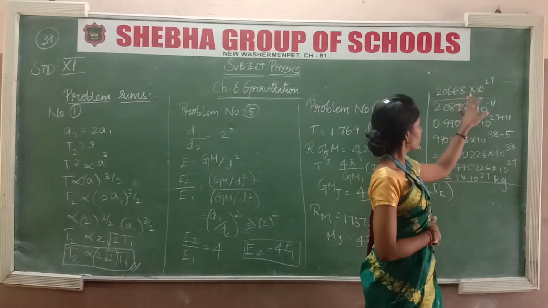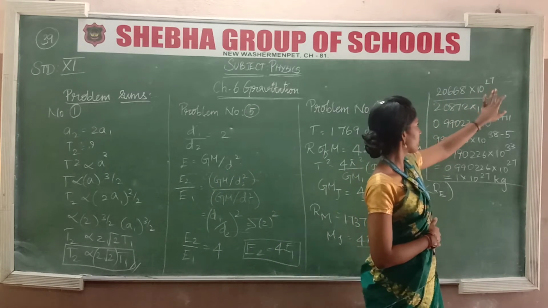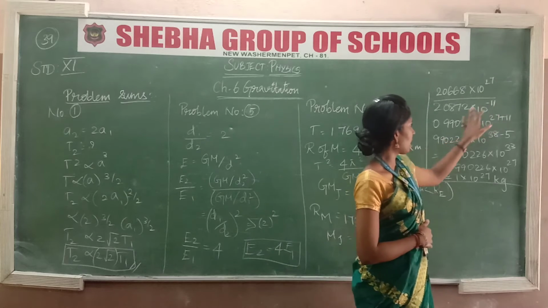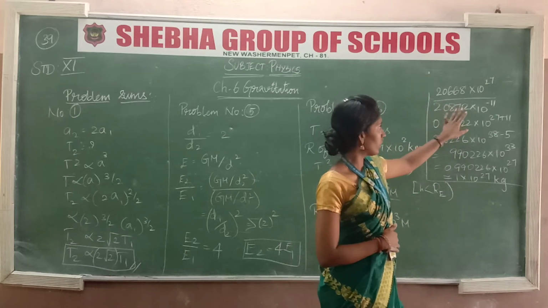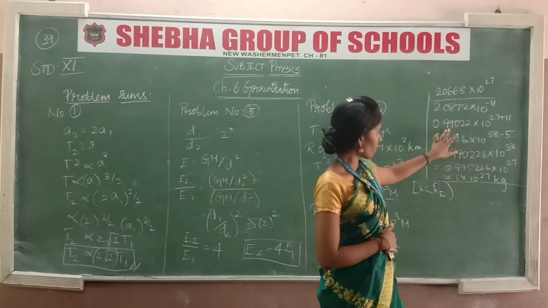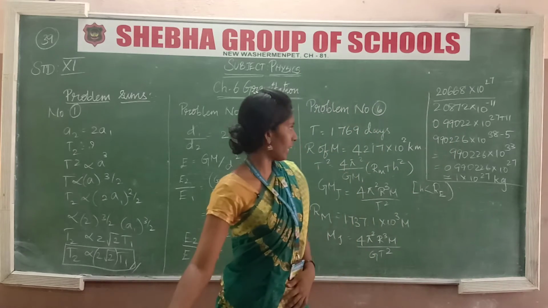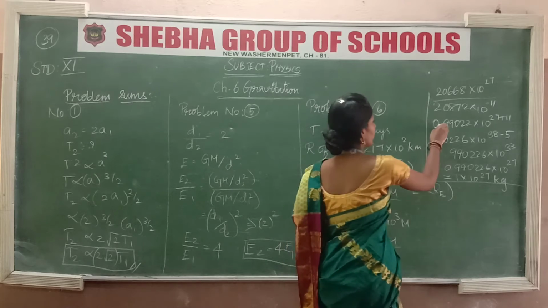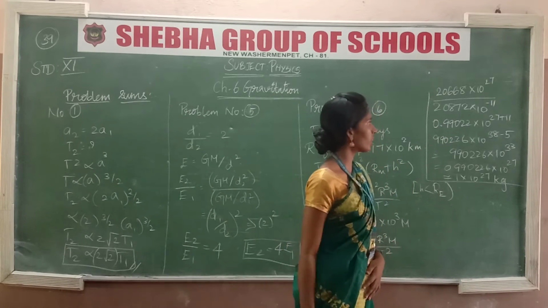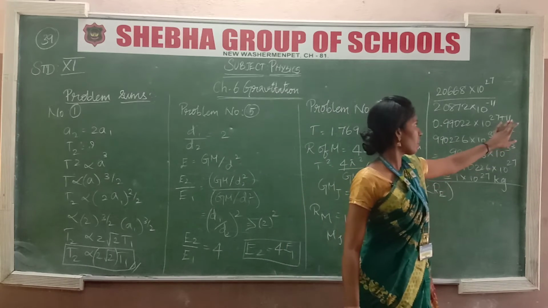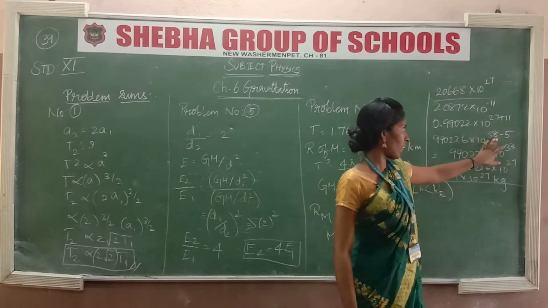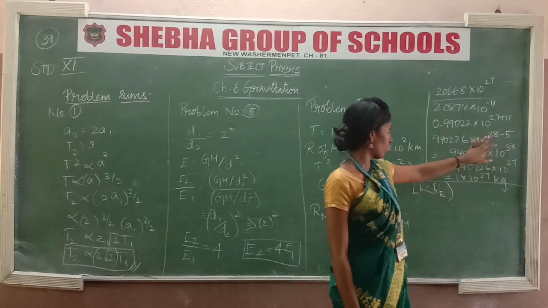So we substitute the values. So 10 to the power of 27, 10 to the power of minus 11. So in total it's a multiplication. So after multiplying and dividing, what value do we get? It's 0.9. Okay, so 0.99022 into 10 to the power of 27 plus 11. So when we calculate, we get 38. It's a power of 38.